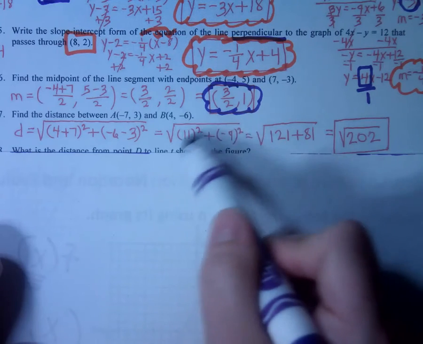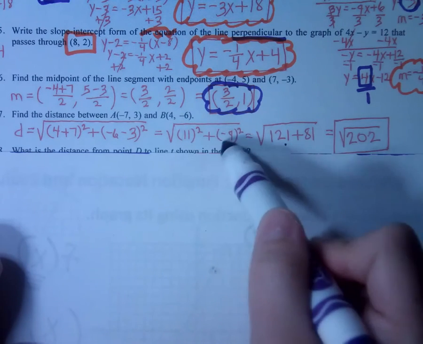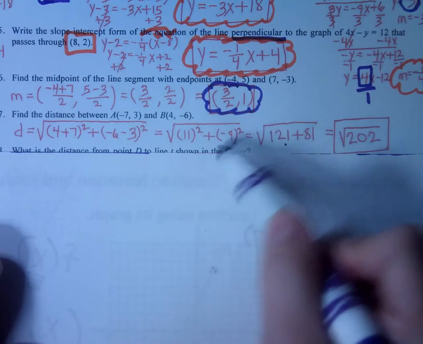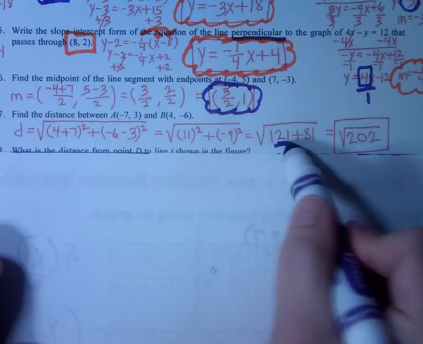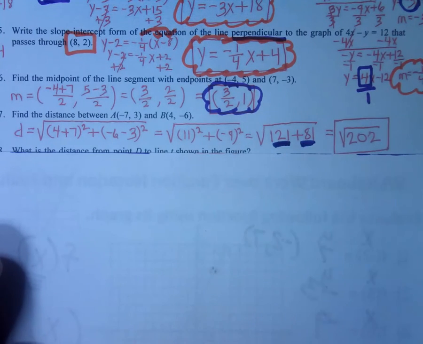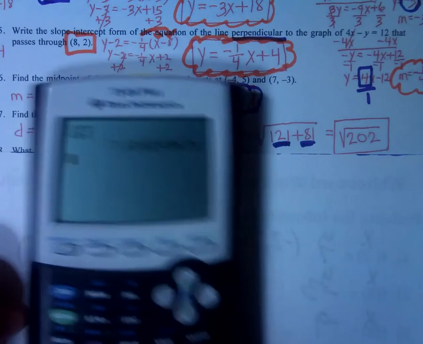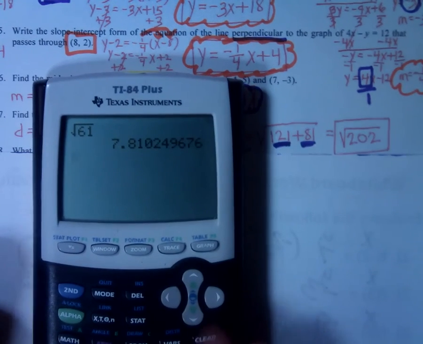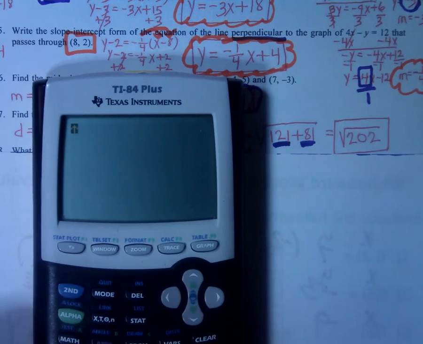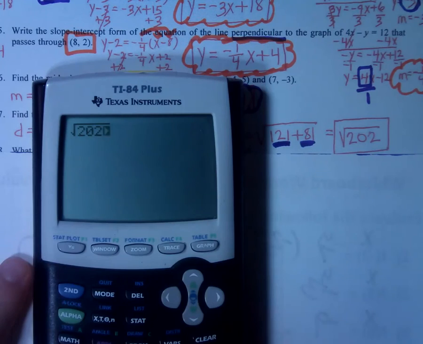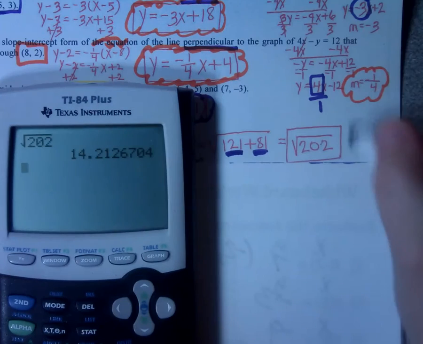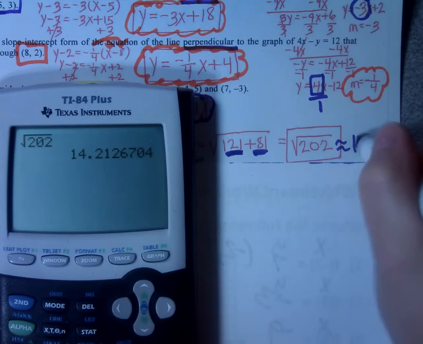Then you square. 11 squared is 121. -9 squared, -9 times -9, is 81. And then you can add these two numbers up, and you get the square root of 202. And if we want a decimal equivalent of that, I go second, the x squared button, type in my 202, and the square root of 202, rounded to the nearest tenth, is about 14.2.